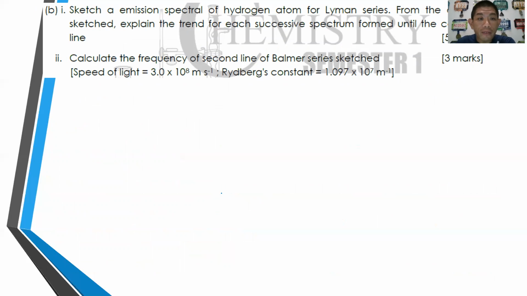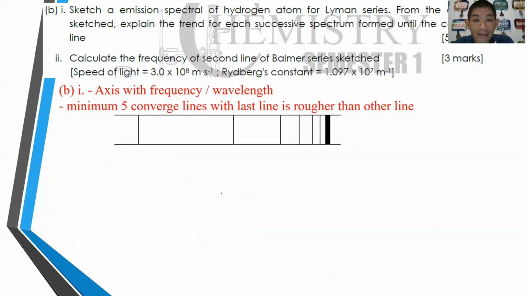Okay, next we have: sketch the emission spectrum for the hydrogen atom for the Lyman series. From the diagram, sketch and explain the trend of successive spectrum lines until the convergence line. So 5 marks in here. So the question requires you to sketch until the convergence line. So what is the emission spectrum of hydrogen? So it is a line graph like this.